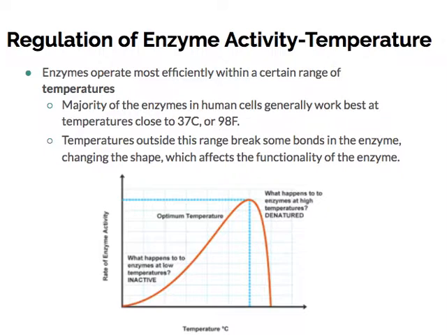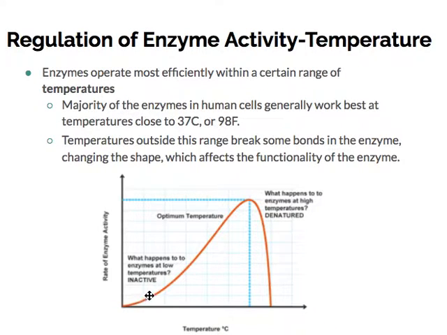So here we have temperature. Enzymes operate most efficiently within a certain range of temperatures, and the majority of enzymes in humans generally work best at temperatures close to natural human temperatures. Temperatures outside this range break some bonds in the enzyme, which changes the shape, and then that's going to affect the functionality of the enzyme. Looking at this graph here, we have rate of enzyme activity on this axis, and then we have temperature on this axis.